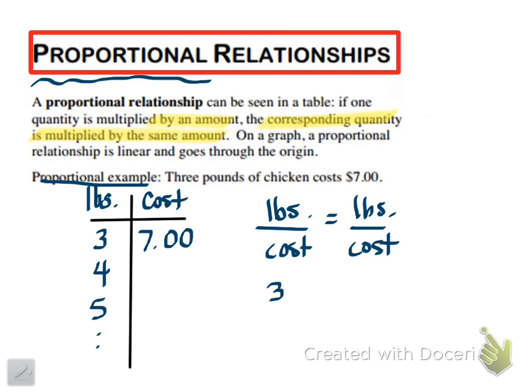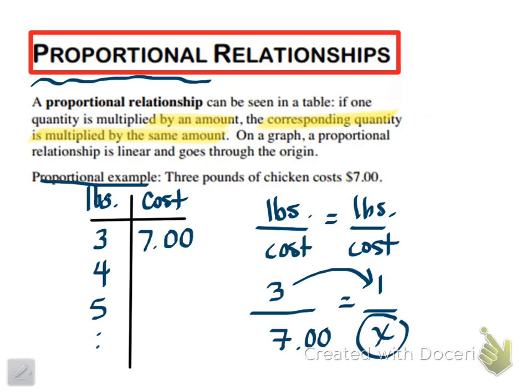We have 3 pounds of chicken cost $7. How much will 1 pound of chicken cost us? Well, we ultimately want to get X by itself because we're trying to find X. But we have to figure out how do we get this X value knowing that we're going from 3 to 1. How did we get from 3 to 1? Using either multiplication or division, because that's what we're ultimately using here. Good, we divided by 3.